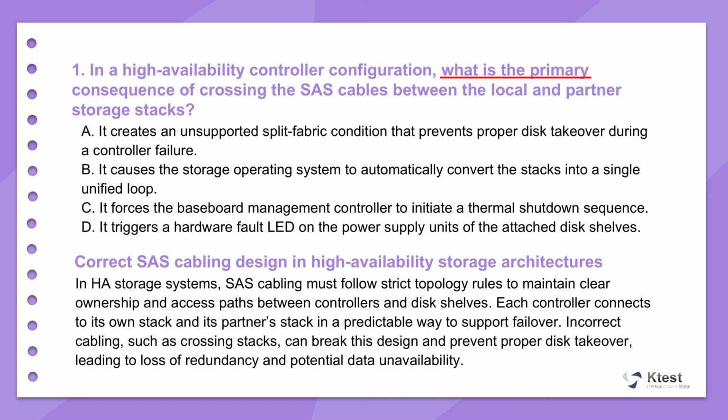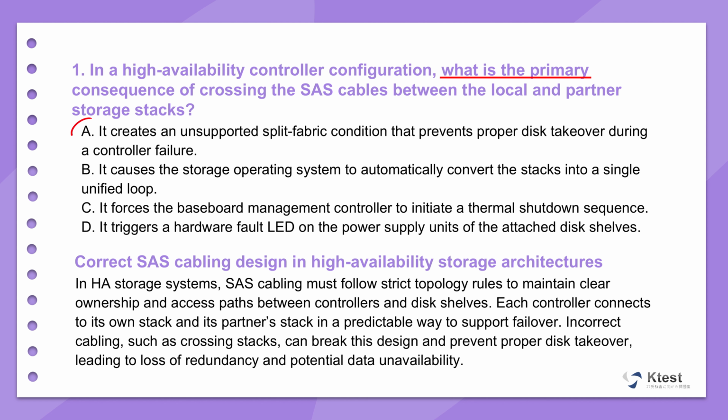The correct answer here is A. Crossing those cables creates an invalid wiring topology, which fundamentally breaks the expected ownership model of the disks. Let me make sure I'm visualizing this correctly. In a high availability setup, controller 1 needs to know exactly which disks belong to it, right? And which belong to controller 2. Yes. That way, if controller 2 catches fire, controller 1 can instantly take over its disks.